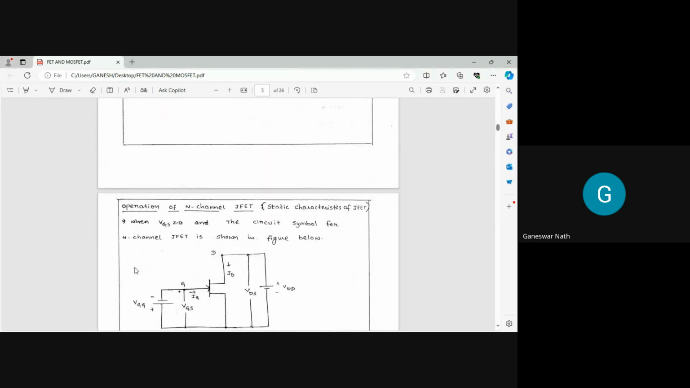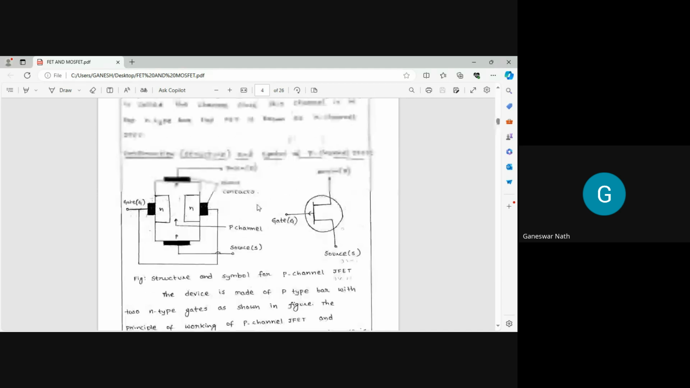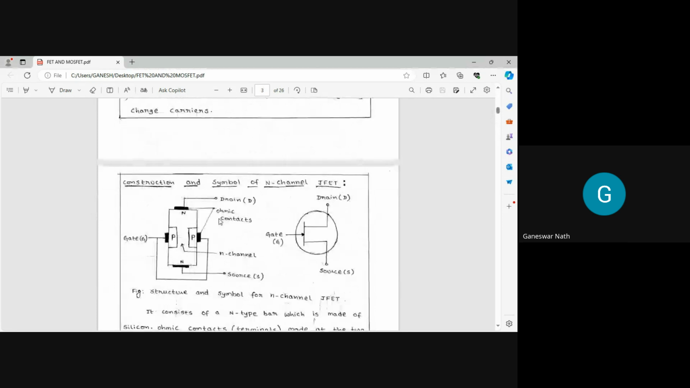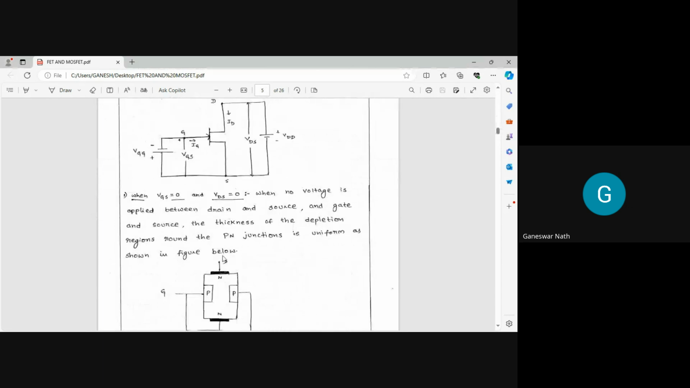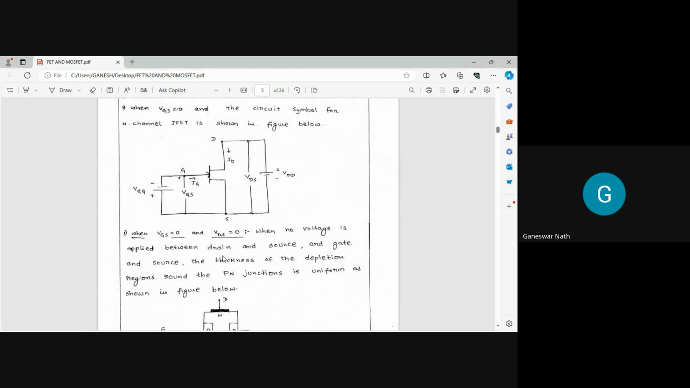Here, when VGS is equal to zero, the circuit symbol for the N channel FET will be modified from the previous one, from this one to this one here. So when VGS is zero, the circuit symbol for the JFET will look like this.